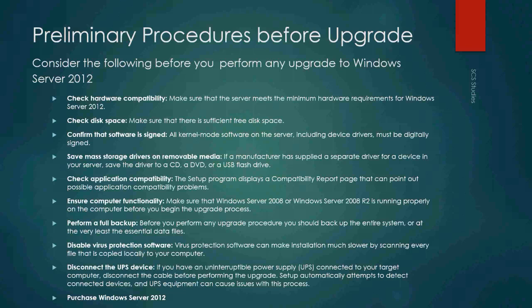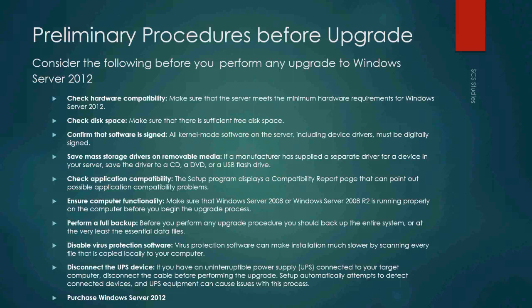The next is save mass storage device on removable media. This is very important. If a manufacturer has supplied a separate driver for a device, in some cases, as you already know, we are using an external drive or external USB drive, external CD drive to install media. In that case, you have to ensure that the manufacturer has supplied a separate driver for it. And before migrating, you should take a proper backup on your external drive, like USB, DVD, CD, whatever you want.